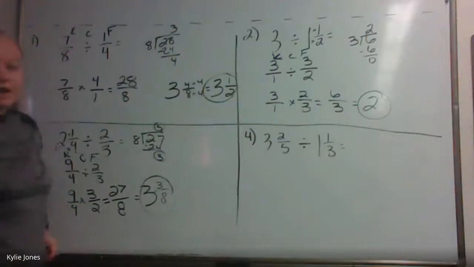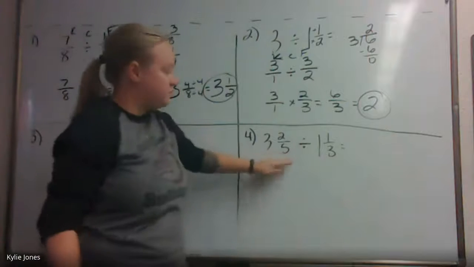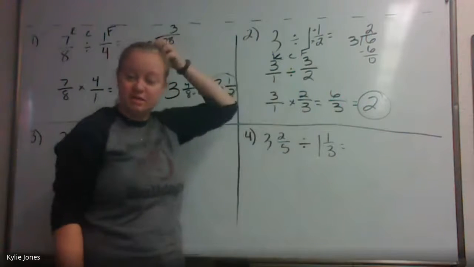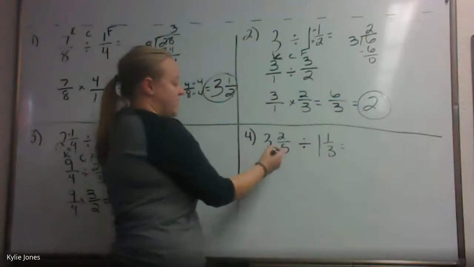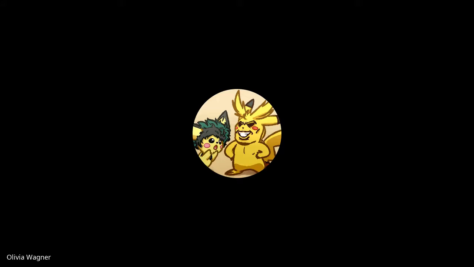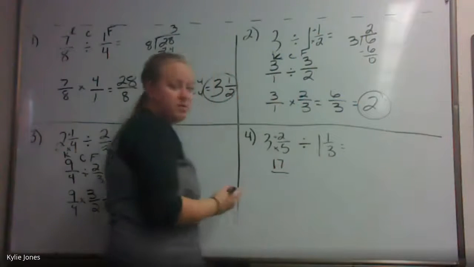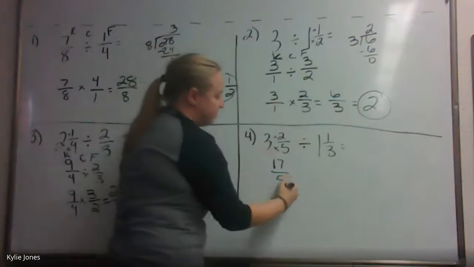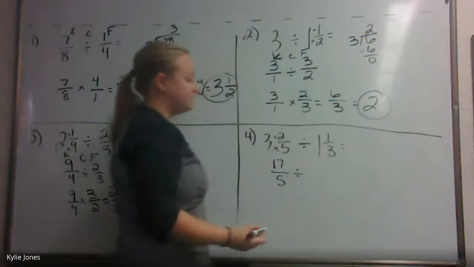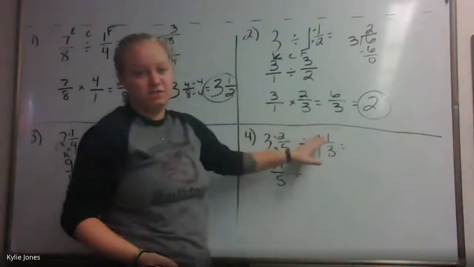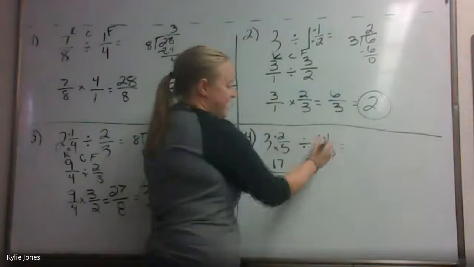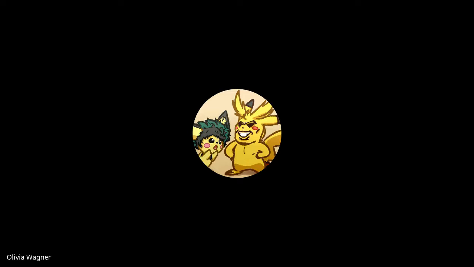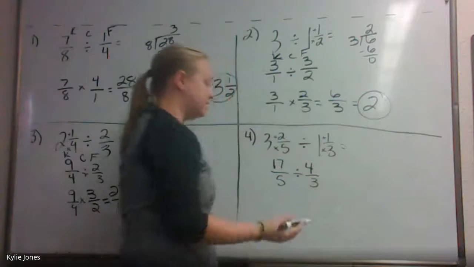Good. And our last one, again, we have 2 mixed numbers. We need to change them to improper fractions first. So we need to multiply. What's 3 times 5? 15. 15 plus 2? 17. Good, so 17 is our new numerator, and our 5 stays the same as the denominator. That gets divided by, we have to change this one as well. What's 1 times 3? 3. And then we need to add 1? 4. Divided by 3, it stays the same.